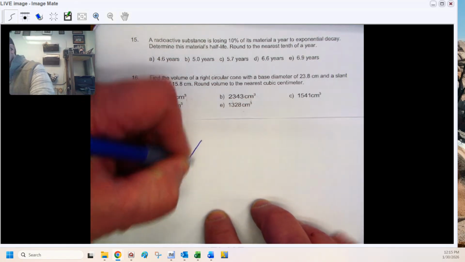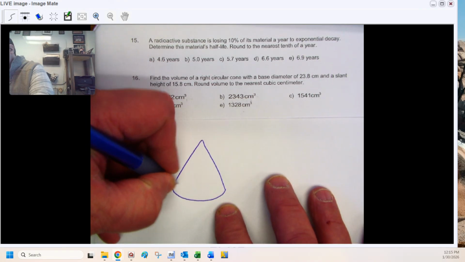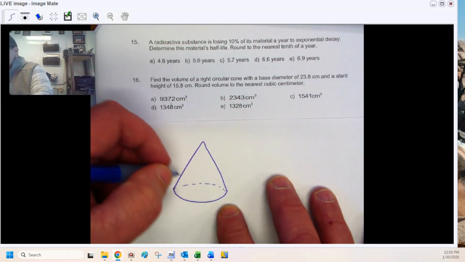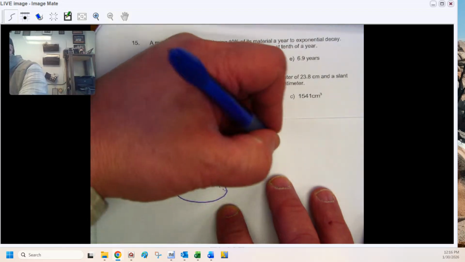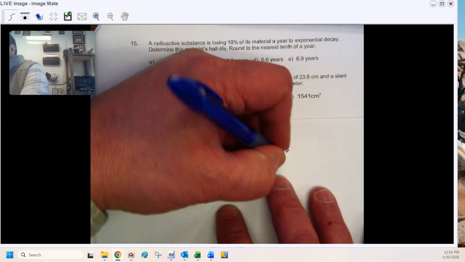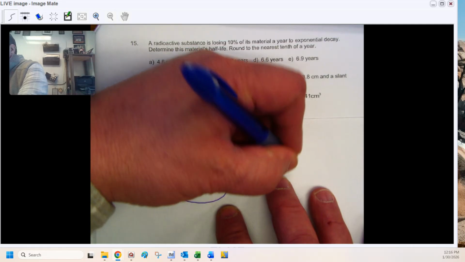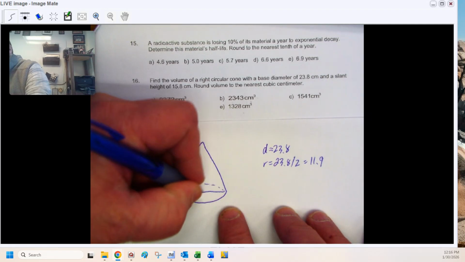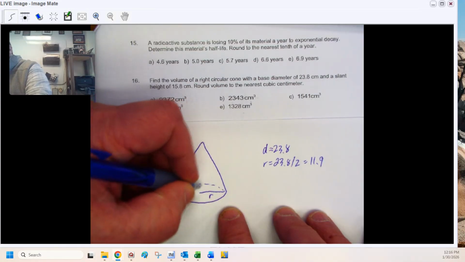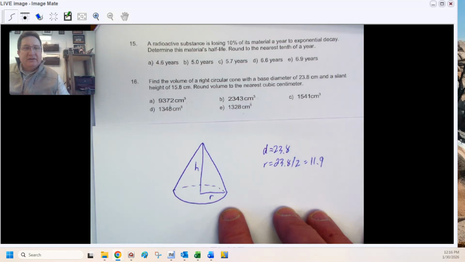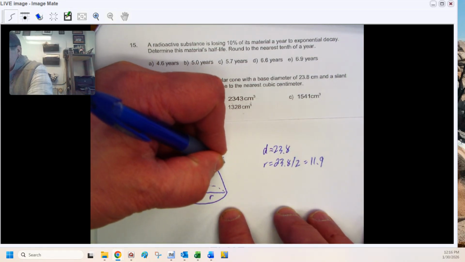So let's see. If we drew a cone, and it says that the diameter is 23.8, and so, if the diameter is 23.8, we really want the radius, and so that's 23.8 divided by 2, or 11.9, and so we'll draw that in here. This is the radius. We're going to need the height if we want the volume. And it told us that the slant height is 15.8. And so this is 15.8.